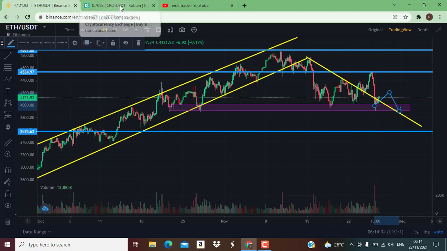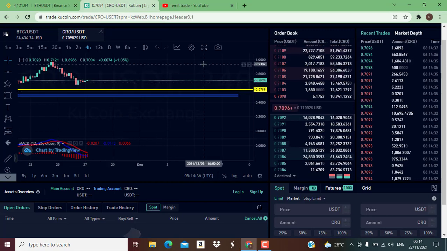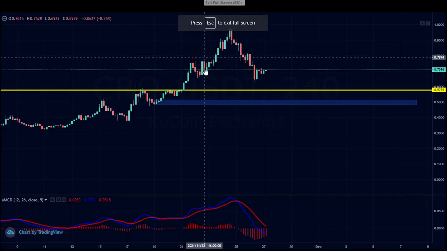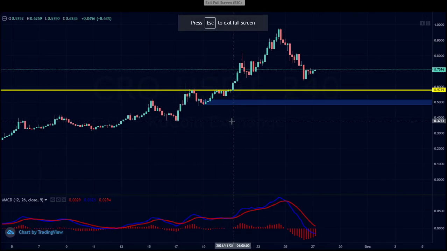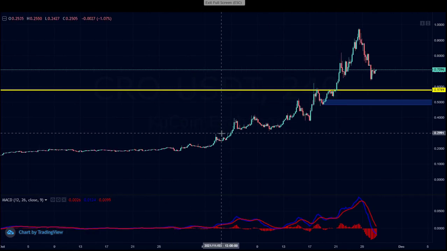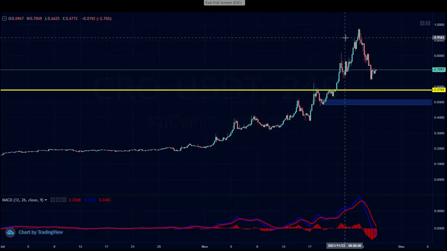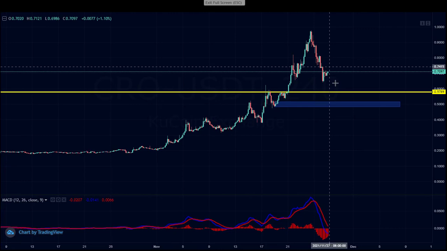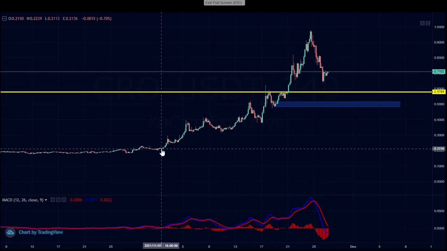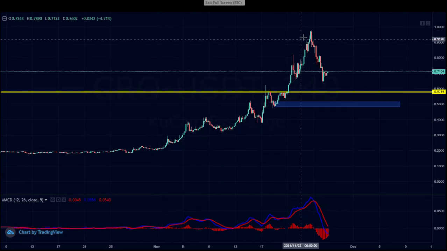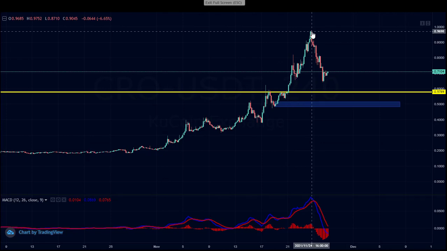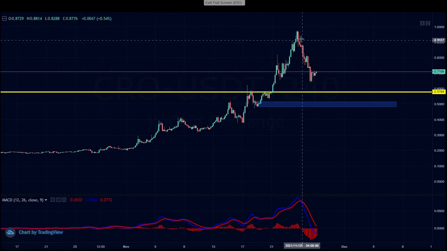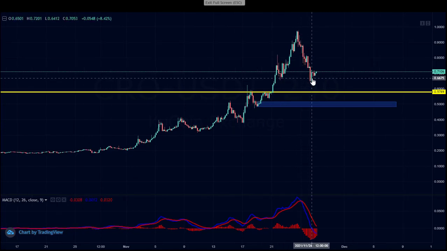Now, one thing very important I want to show you guys is the CRO token. So right here on KuCoin, if you look at this chart, this very coin has been going up very parabolically, and we see the move from this area of 0.2 up to this very level here of 0.9. Right now the market is retracing, and in my own opinion, this is not the right time to buy yet.